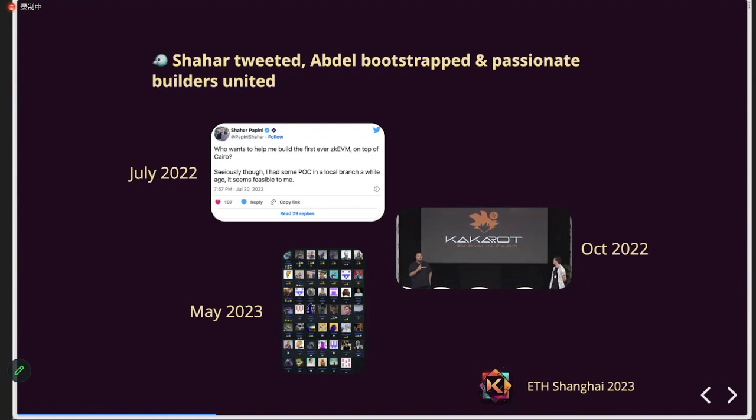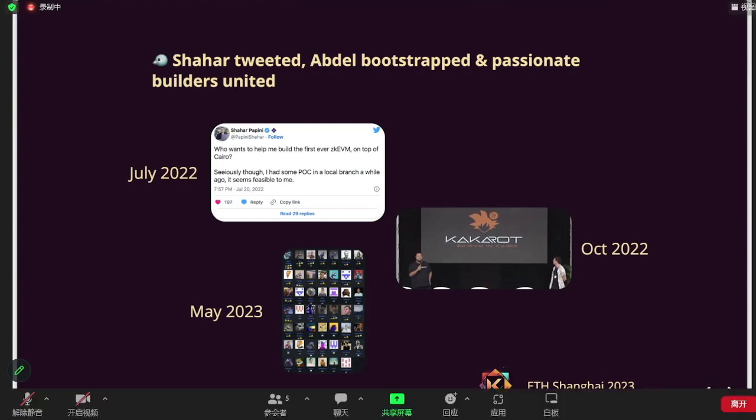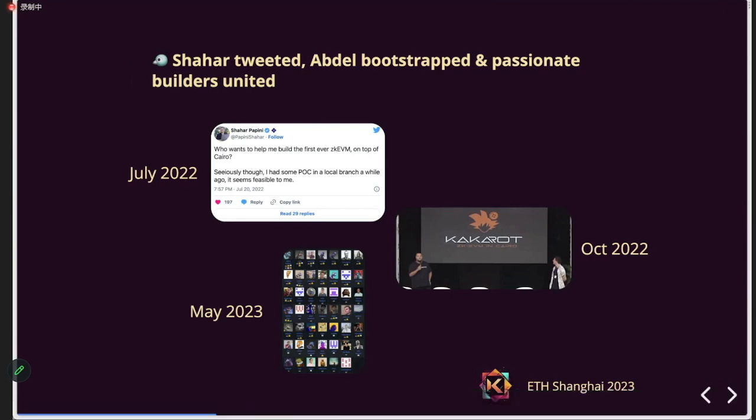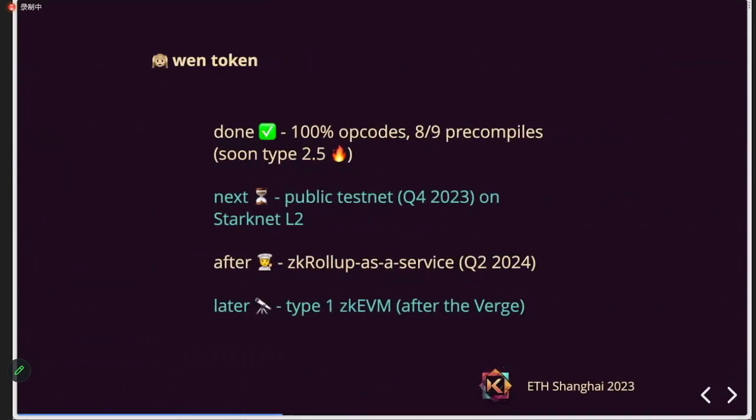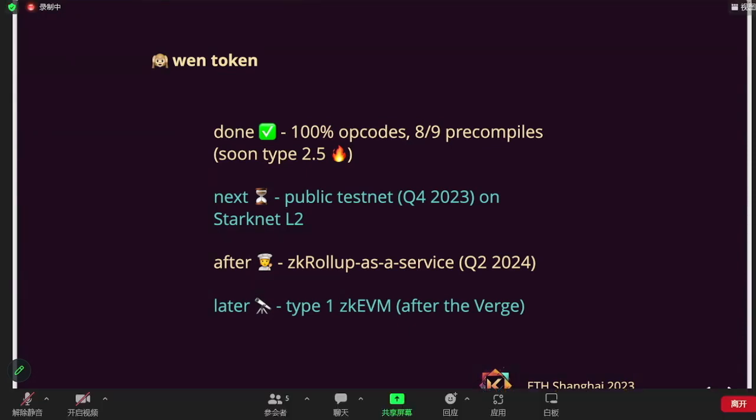Then in October 2022, Abdel bootstrapped a team to start working on Kakarot, and everyone joined. And the builder community of Starknet, that's so amazing, joined. And so what do we have today? What we have is 100% opcode equivalence, 8 out of 9 precompiles, almost all precompiles of the EVM, and the testnet coming, I think, by the end of August, and hopefully even sooner. So my goal is to have it by July, but if we have it in August, it's also fine. And what it means is that if we have a public testnet, we'll essentially have the same user experience as, I don't know, Linea, Scroll, or Polygon zkEVM.